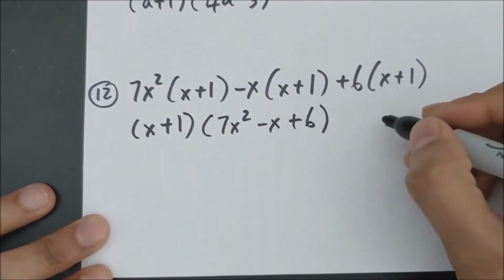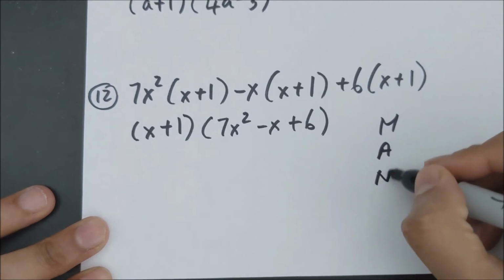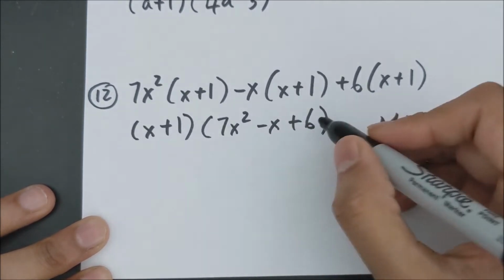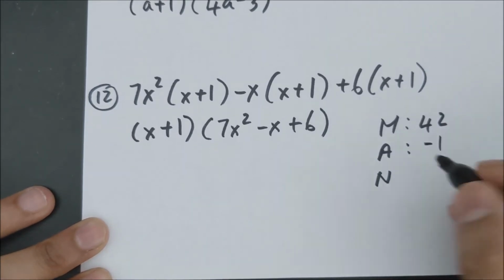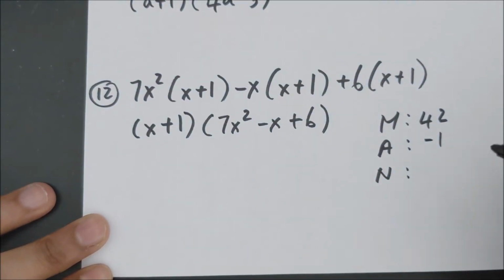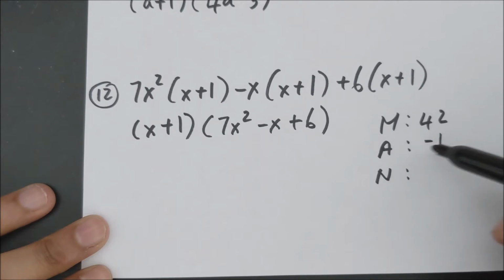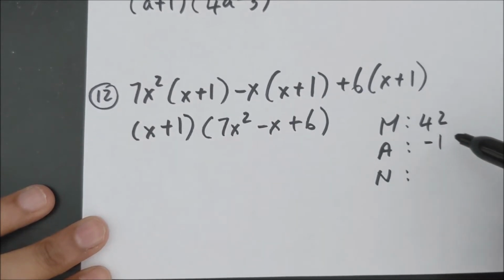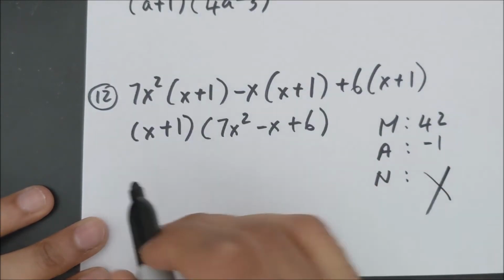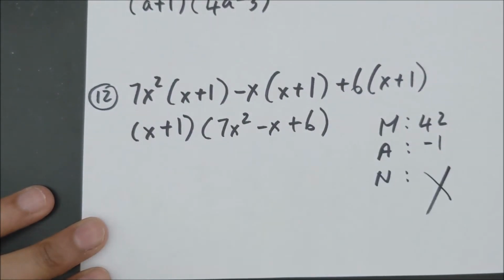Now we got a trinomial in here, so we got to try our m method. My m is 7 times 6, which is 42. My a is -1. And if you think about this, my only possibilities would be 7 and 6, but if they're both positives or both negatives, I can never get -1. So it's not really possible to factor that, which means that right there is my final solution.